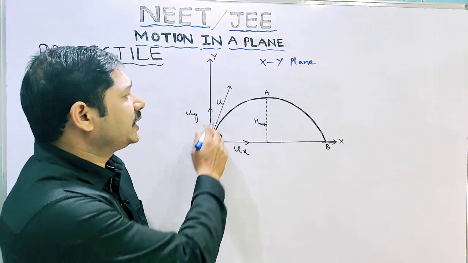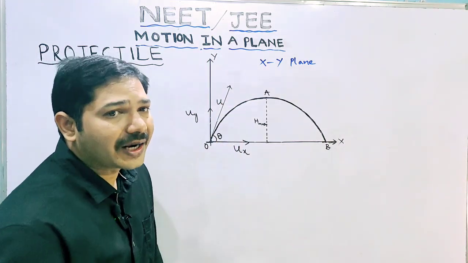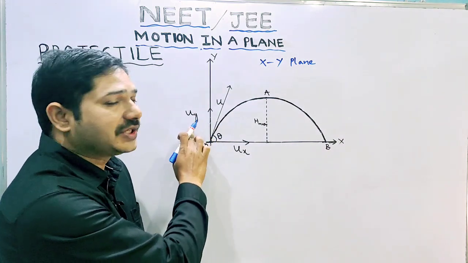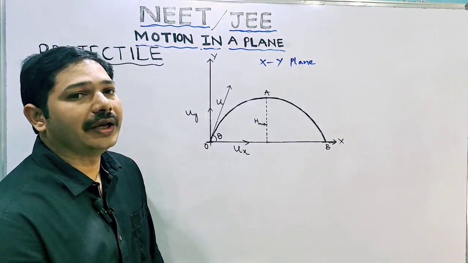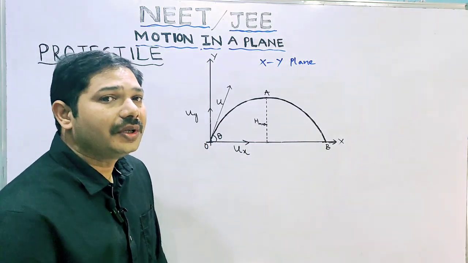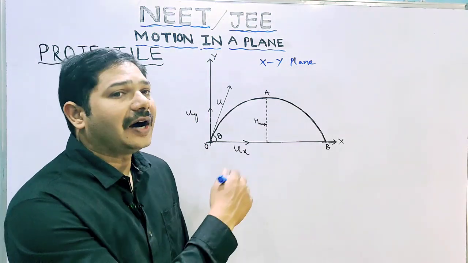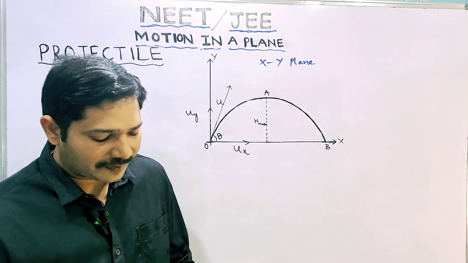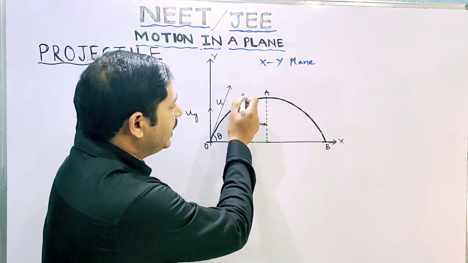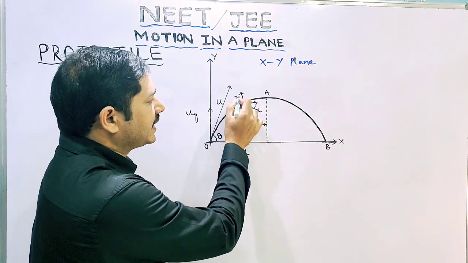When we project with initial velocity u, what happens at that time? It is resolved into two rectangular components. Along the x-axis the initial velocity is ux, and along the y-axis the initial velocity is uy. So the main initial velocity is divided into two rectangular components, ux and uy. After some time, the body's final velocity is divided into vx and vy.